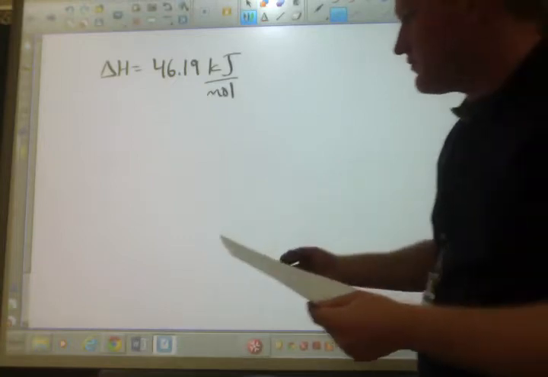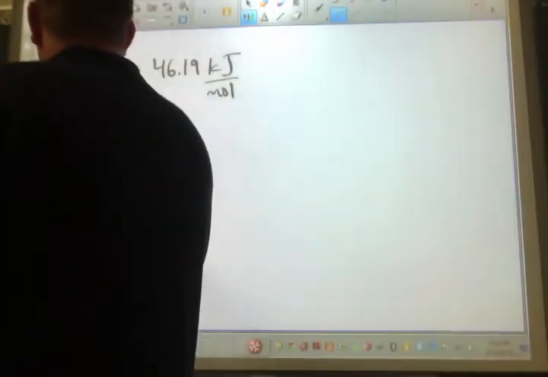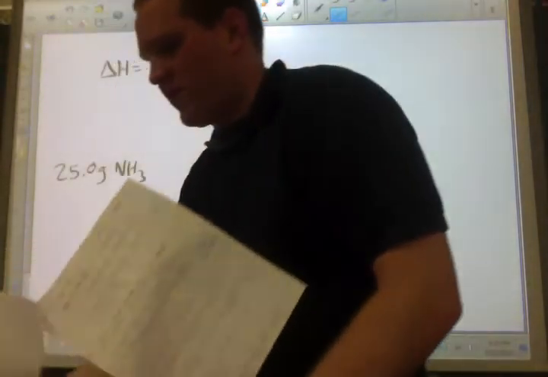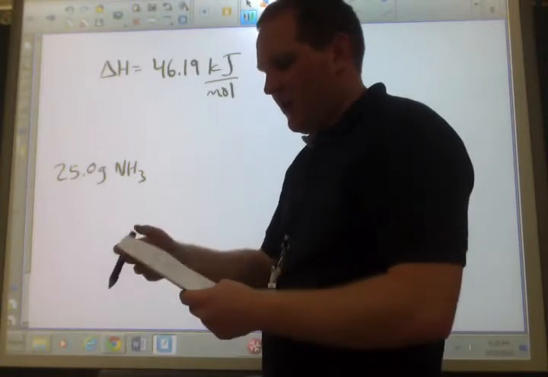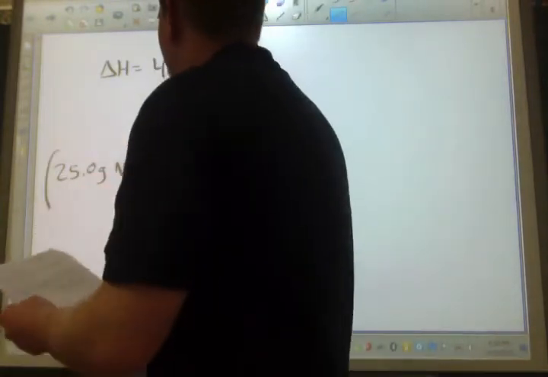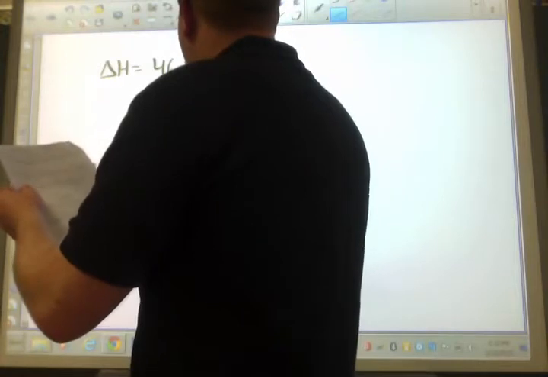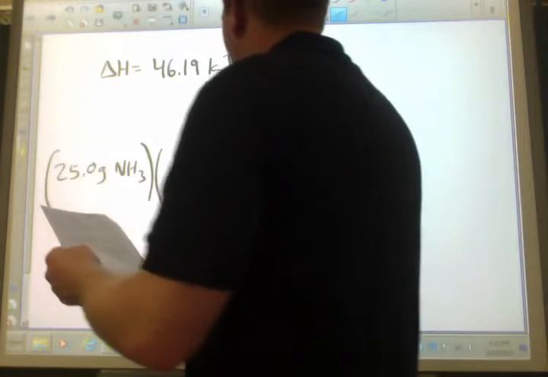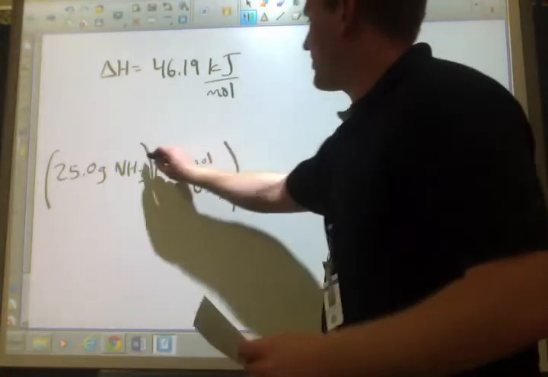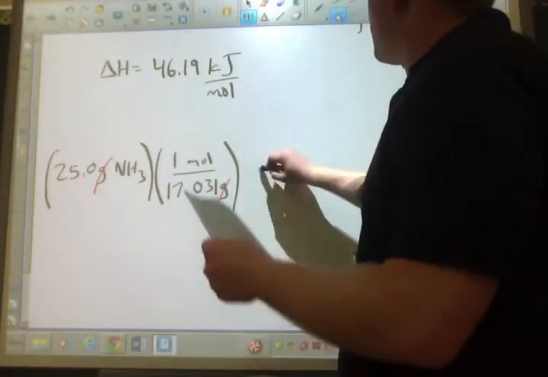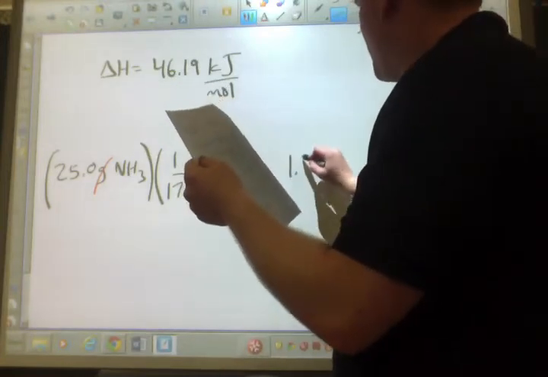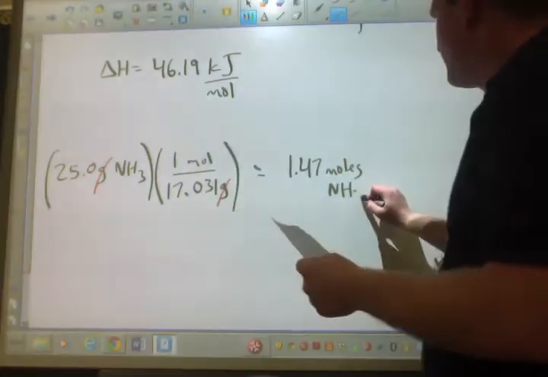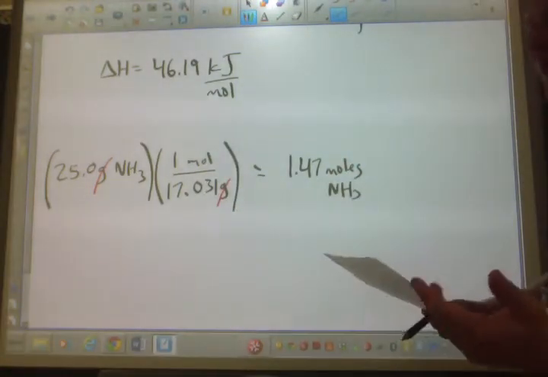So if you want to break it down, heat has to be removed. 25 grams of ammonia. Convert that to moles. Let me just speed this up with my answer key. You guys should know how to do this by now. Molar mass of NH3 is 17.031 grams. Gram cancels gram. And we're left with 1.47 moles of NH3.